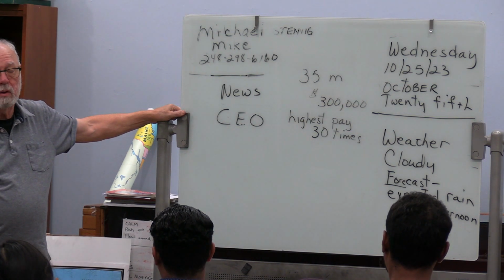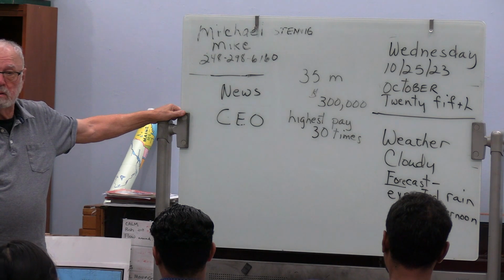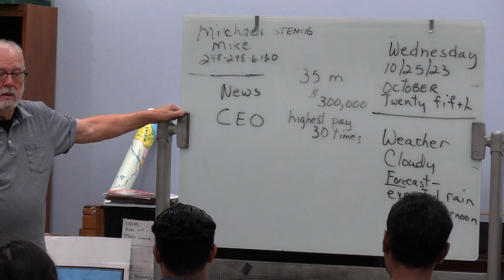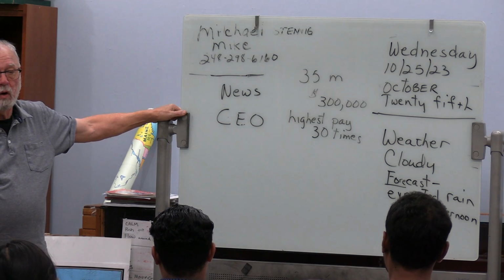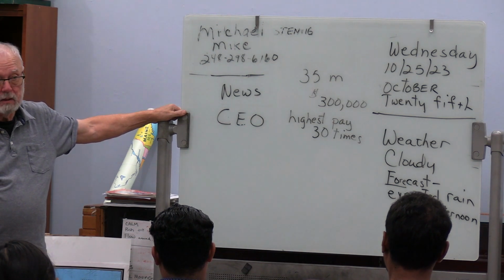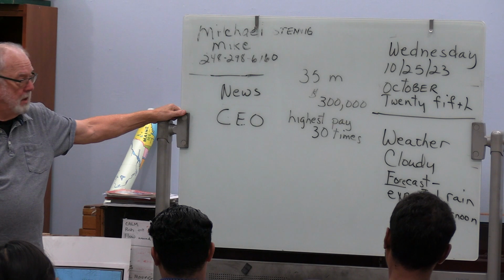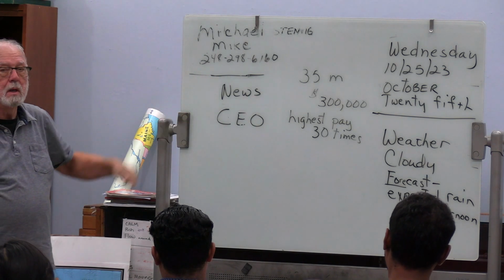So for example, do you know Tesla? Elon Musk? He's a very, very rich man. Over 100 billion. So that's the news.